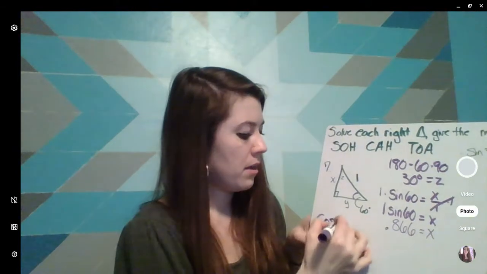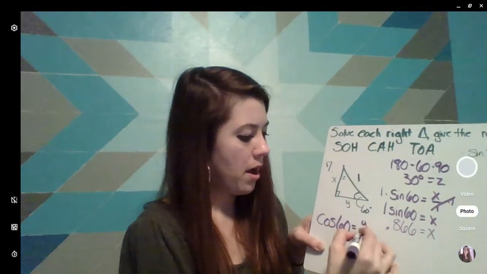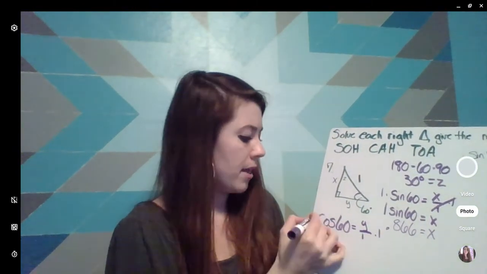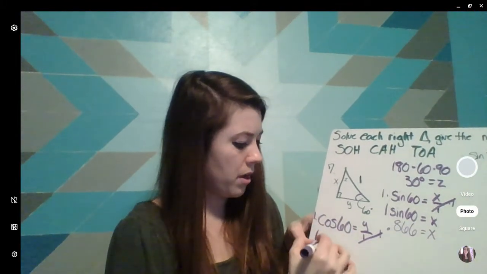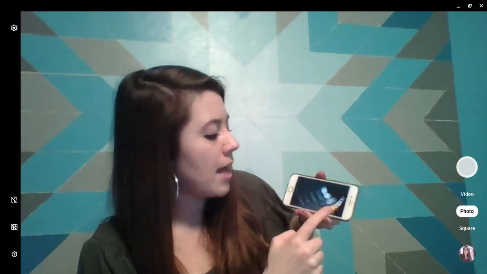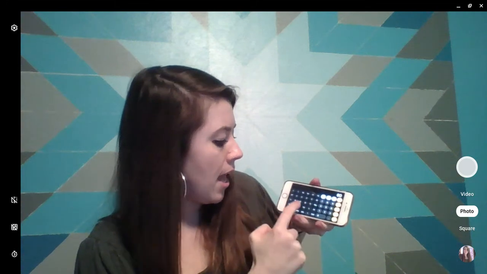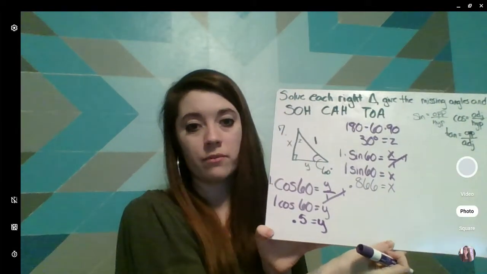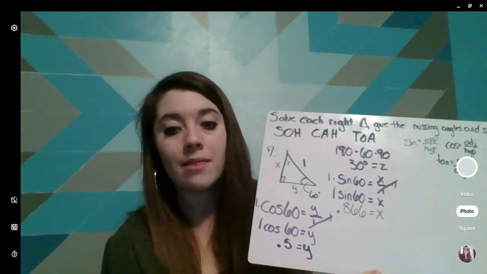So cosine of 60 equals y over 1. Multiply both sides by 1. That cancels out. So 1 cosine of 60 equals y. Once again, go to our handy-dandy calculators on our phones. Turn it to the side. Type in 60 and then cosine. We get 0.5. We multiply that by 1. It's going to be the same thing. So we get 0.5. So that means y is 0.5. So we have now solved our triangle. We know all the missing sides and the missing angle.